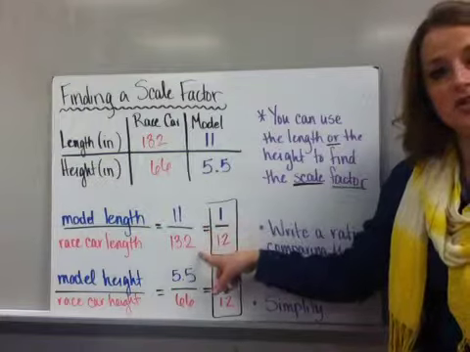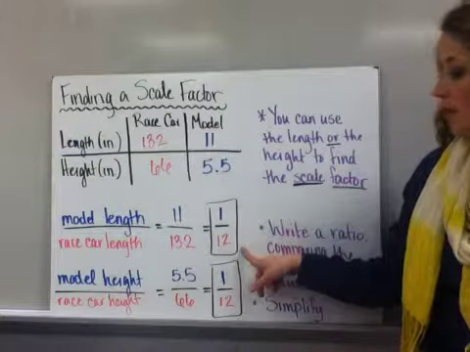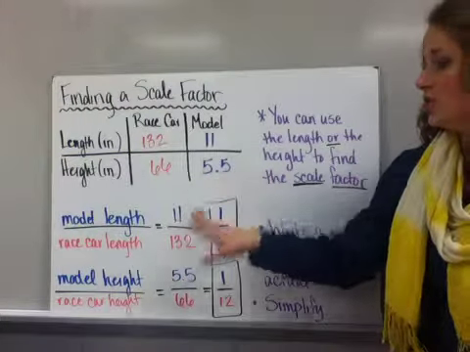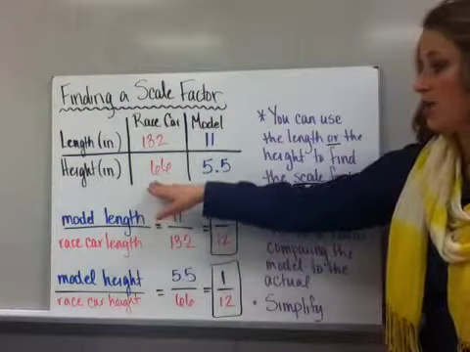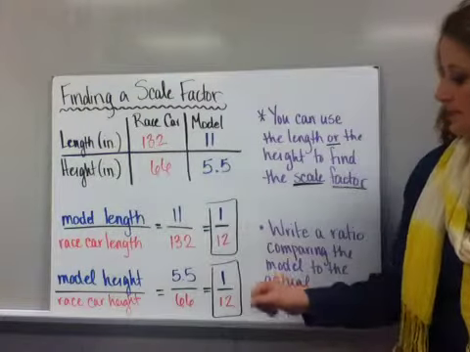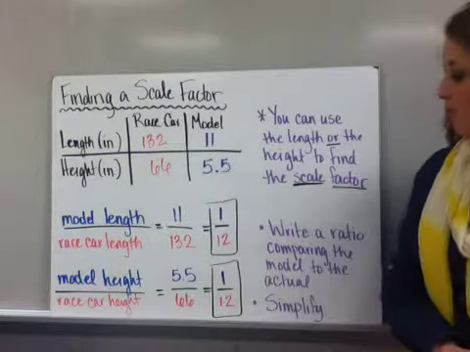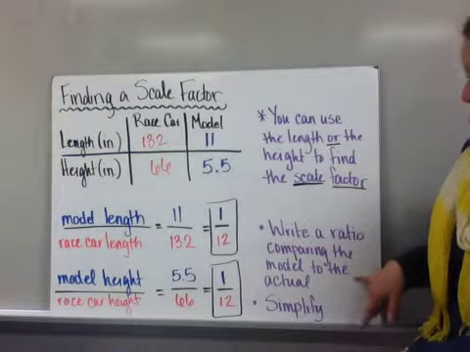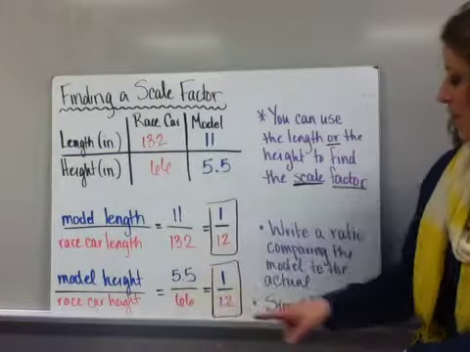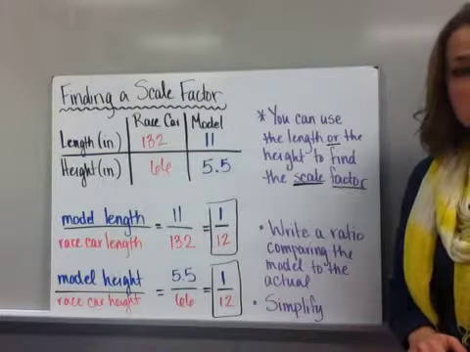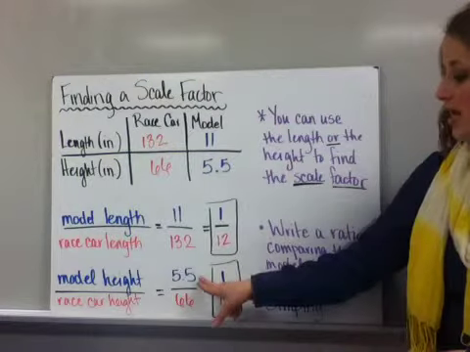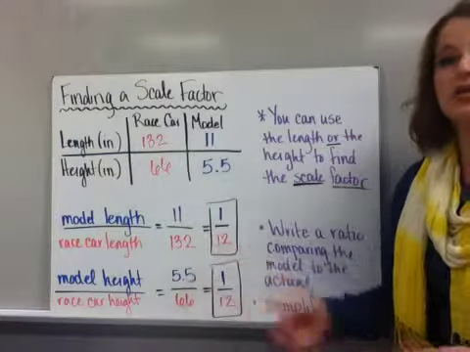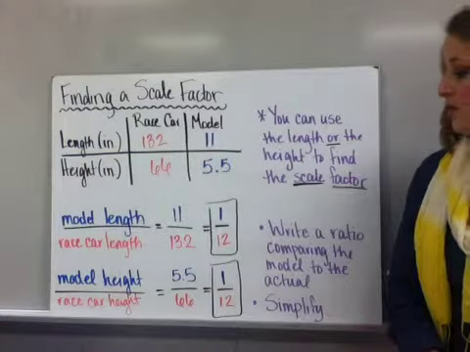That ratio, 11 to 132, reduces to 1/12. Likewise, for the height, the model's height is 5.5 inches, whereas the race car's height, the actual height, is 66 inches. And that also reduces to the ratio of 1/12. So to do this, the how-to would be to write a ratio comparing the model to the actual, which is what we did here, and then simplify those ratios. You want to have it reduce as much, and you can see here how I had to get rid of the decimal. And so it could be you multiply top and bottom by 2 and then reduce from there. Different ways that you could do that.